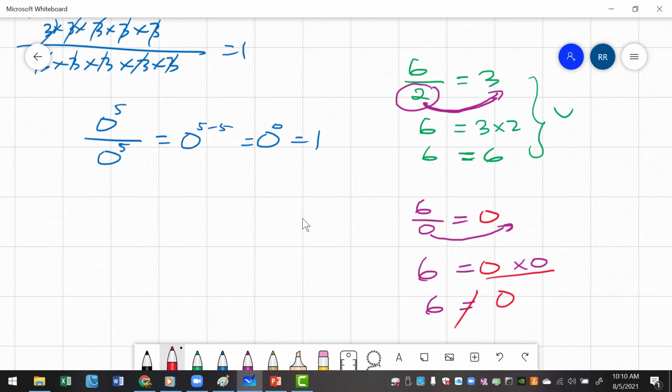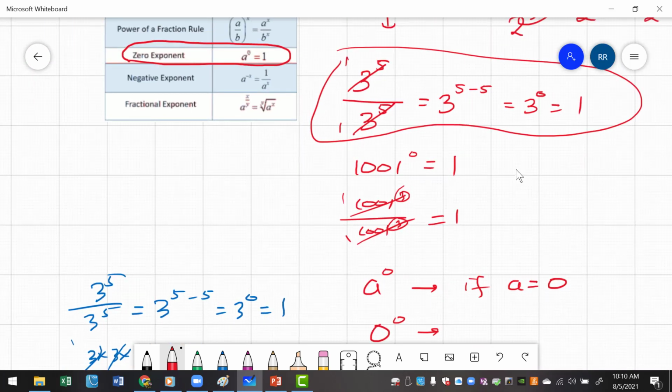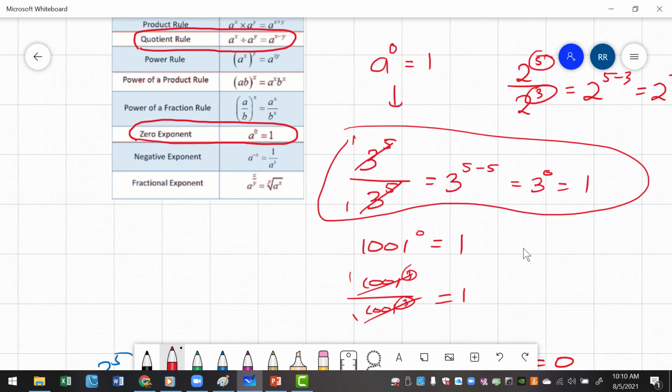So instead of just writing the 0 exponent in this form, I'm going to add some information here. The 0 exponent can be used if a is not equal to 0. Okay, if the base a is not equal to 0. So if you have base 0 to the power of 0, that is not going to be 1. It's going to be undefined. Okay.